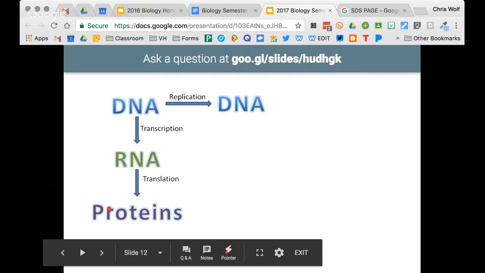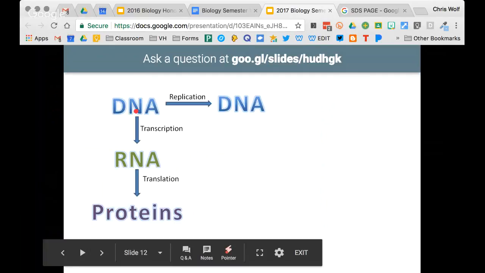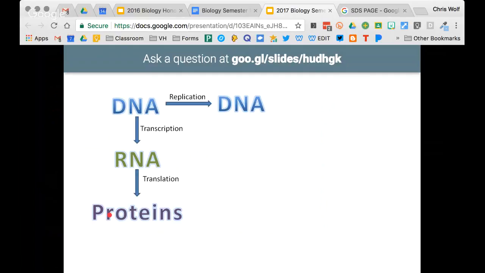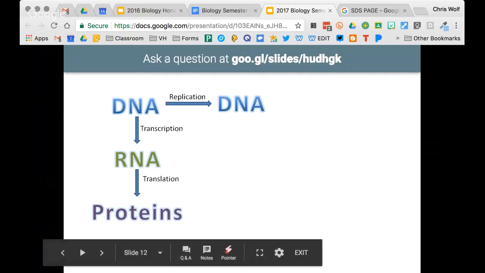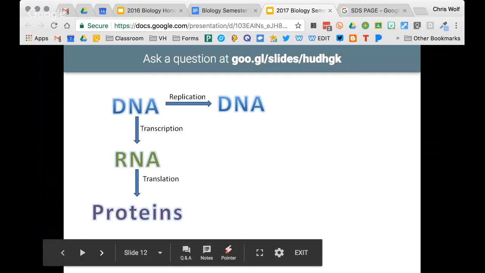And proteins are the real functional molecules. They're the molecules that do stuff in cells. And so DNA is the instruction to make the protein. The protein's the actual molecule that does everything that the body needs. So DNA is incredibly important because DNA holds all the instructions for all the proteins found in our cells. So let's look at some more slides on DNA.